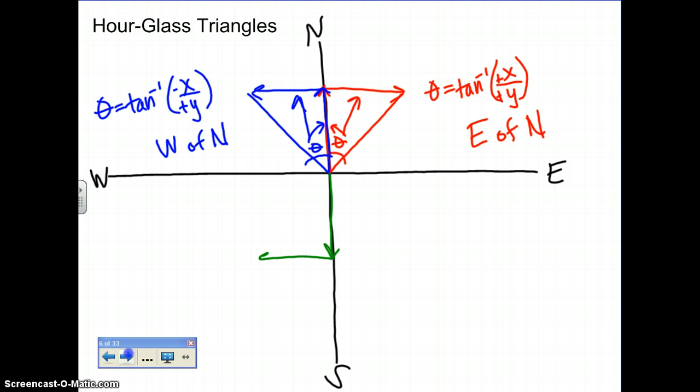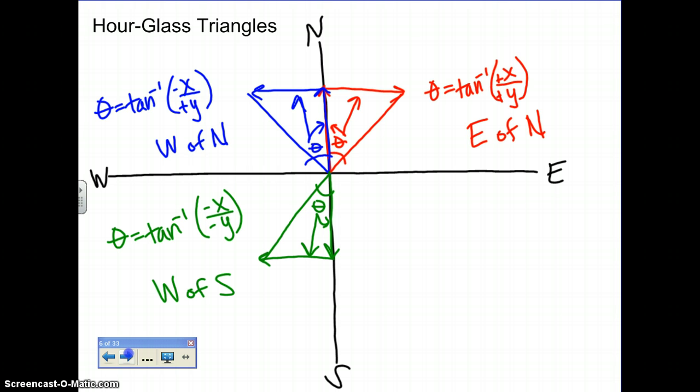Okay, let's go south. Let's go west. Let's draw in the resultant, placing theta properly. So theta equals the inverse tan of opposite over adjacent. Once again, x over y. Your x is negative, your y is also negative. How are you traveling? Did you get that? West of south? Good.